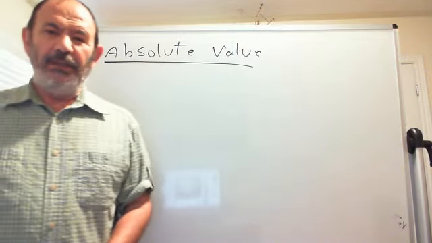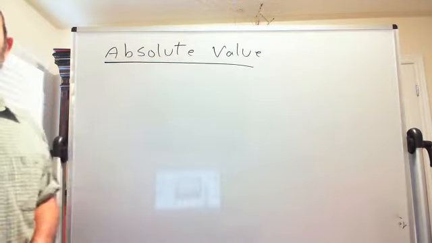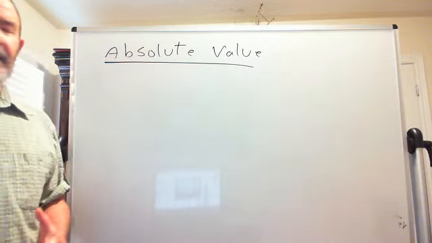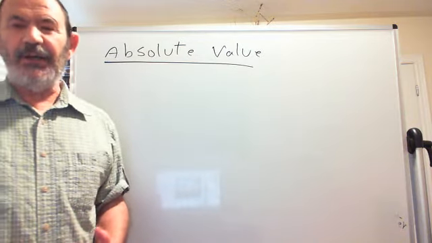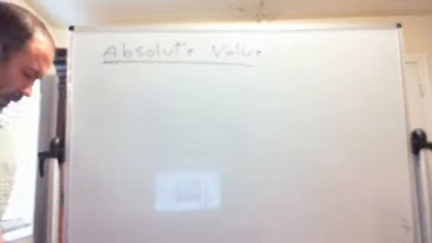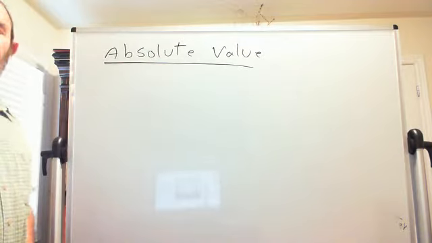In this video I'm gonna talk about absolute value. What is the absolute value? The absolute value of a number is the distance of the number from zero. What does it mean? To explain this one, let me go back a little bit and explain about the number line. What is the number line?